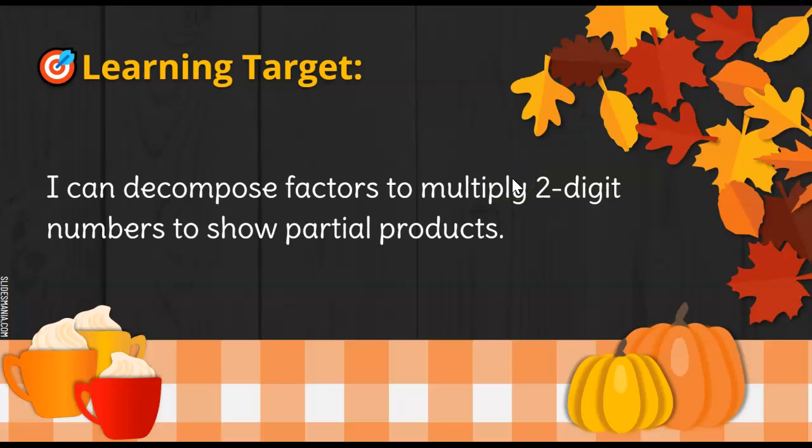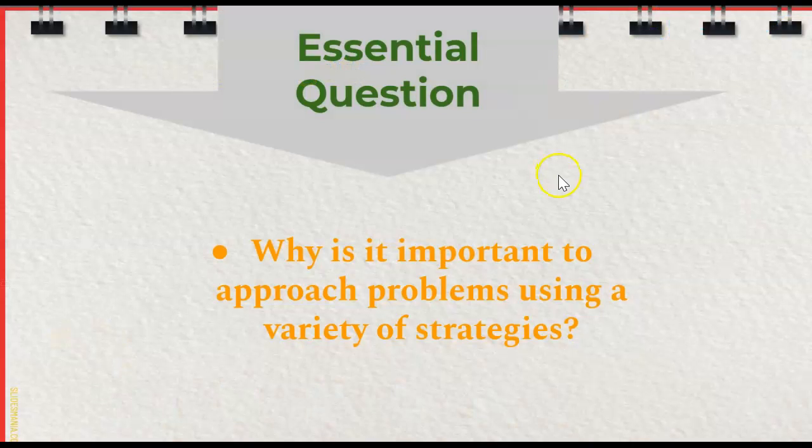Our learning target: I can decompose factors to multiply 2-digit numbers to show partial products. Our essential question remains the same for this unit, and we're just continuing to build upon it. Why is it important to approach problems using a variety of strategies?